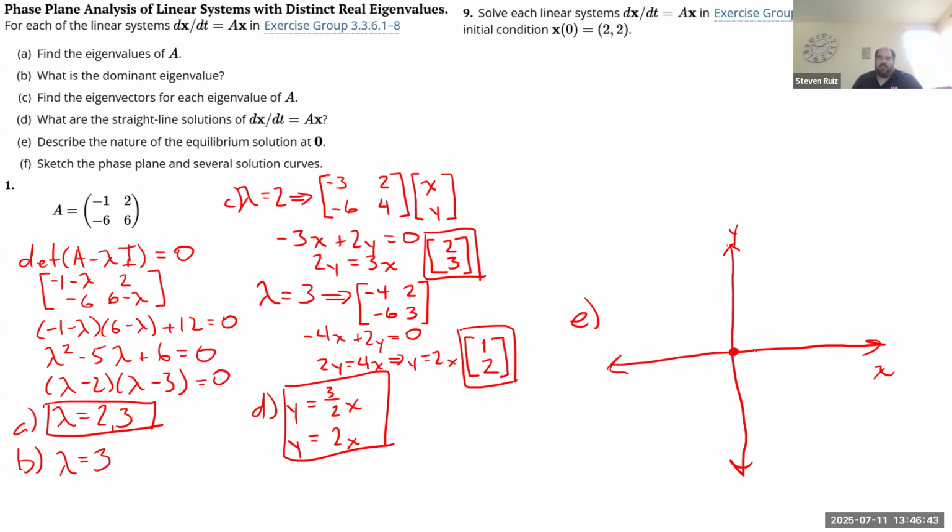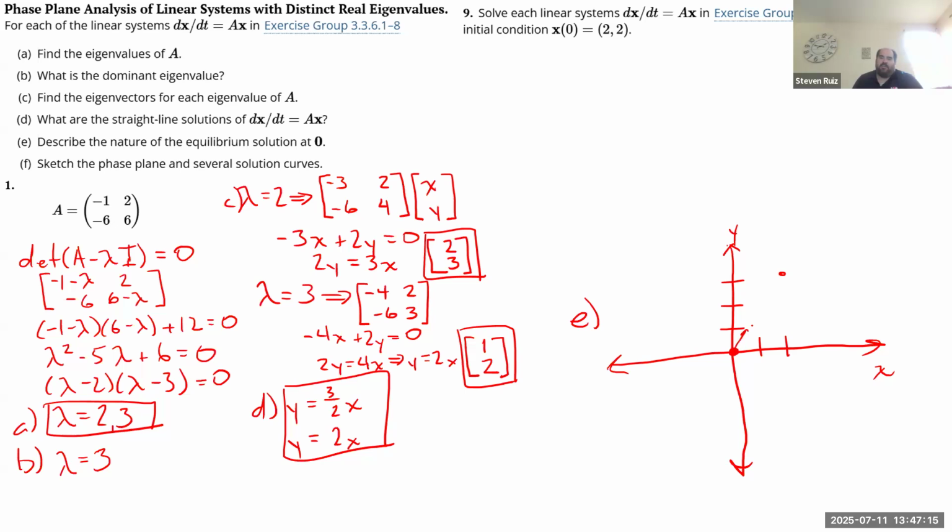So one has a slope of 3 over 2. Let's try to at least approximate straight lines here. 1, 2, 3, 1, 2. So one of my slopes is 3 over 2. So I have straight line solutions, and while I'm drawing these straight line solutions, what else do I know? Since my eigenvalues are both positive, I'm saying I have a source.